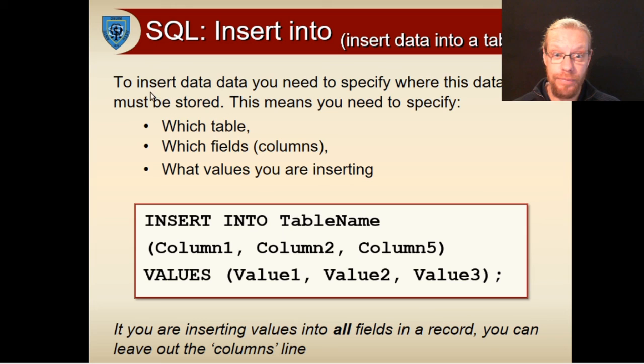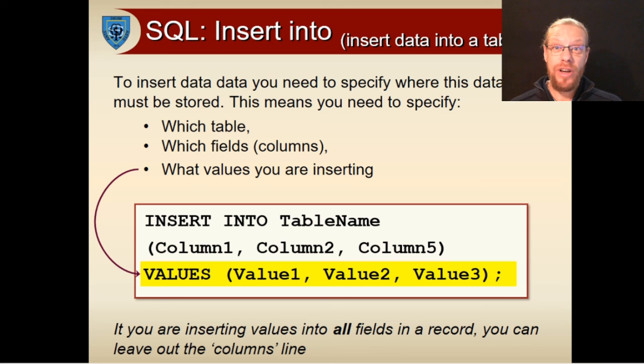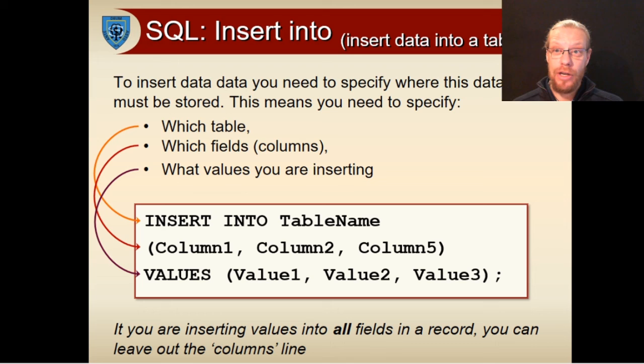Let's start with inserting new data into a table. We use the insert into instruction for this to specify the table that you are adding data to, which fields to place the data in, which values to insert. It should be obvious, but the columns and values have to be in the same order in the list as in the columns line. You can also simplify this a little if you will be inserting data into all the fields in the record.